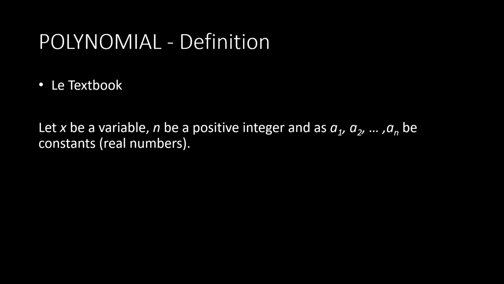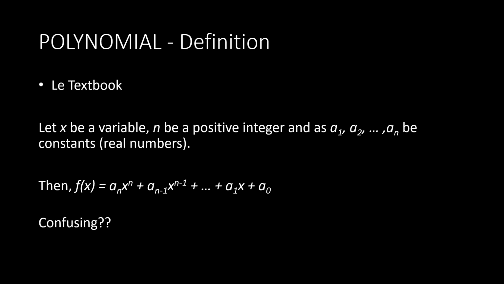What does it mean? According to different math high school books, this is the definition which they provide. Let x be a variable, n be a positive integer, and a1, a2, an be constants or real numbers, then polynomial f of x equals an x raised to the power n plus an minus 1 x raised to the power n minus 1 till a1x plus a0. It's confusing, right? So we will divide the particular definition to be easy to understand.